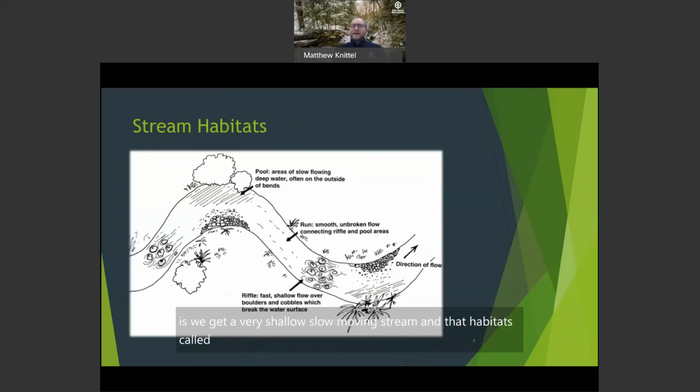And it's not the best habitat to really provide for the best biodiversity of life, whether it's macroinvertebrates or fish populations. And so you'll see that in a lot of our more urbanized streams, it's more a slow, shallow-moving stream instead of a faster-moving stream that has these different habitats in it. So we're going to dive into these habitats here real quick.